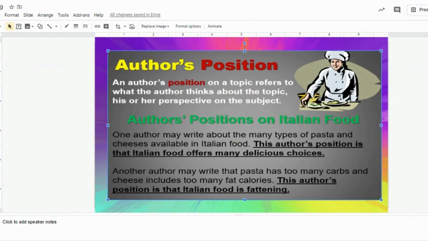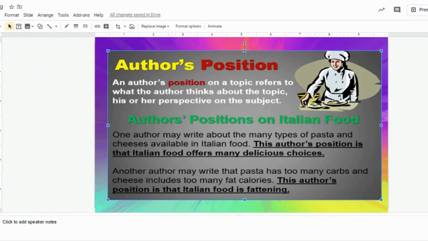An example of this, let's say we have two authors that have a little bit different positions on Italian food. So the first author might say something like, there are many types of pasta and there are many different cheeses available in Italian food. And they could go on and on about that. So we would say that that author's position about Italian food is that Italian food offers many delicious choices. So they have a positive perspective. They take a positive position on the topic.